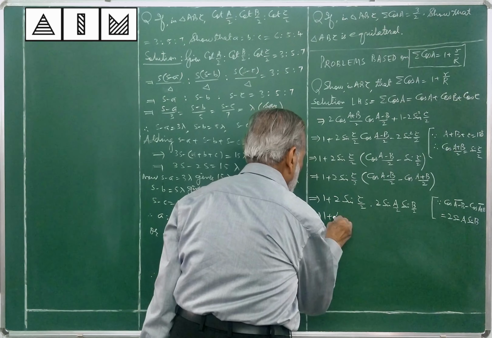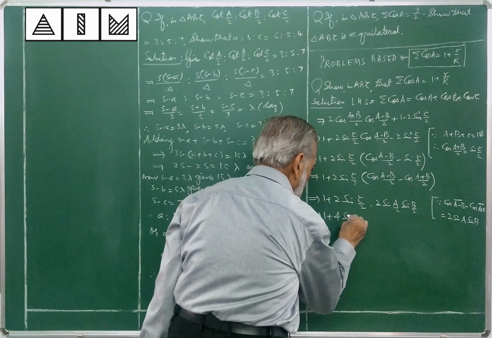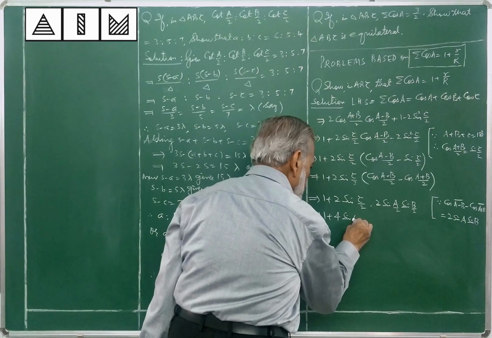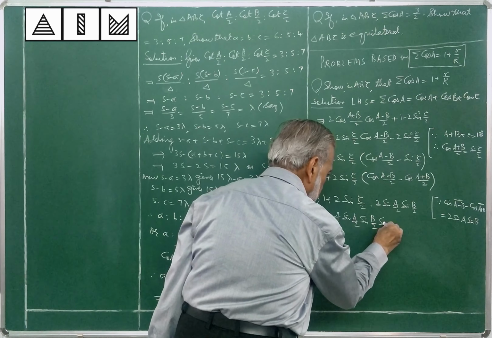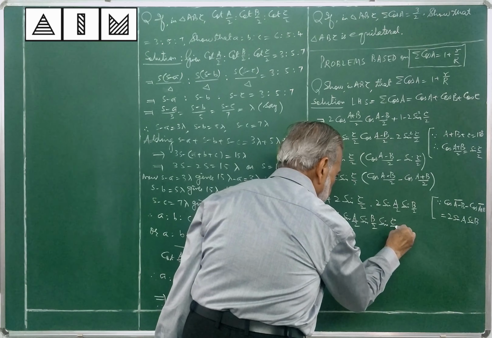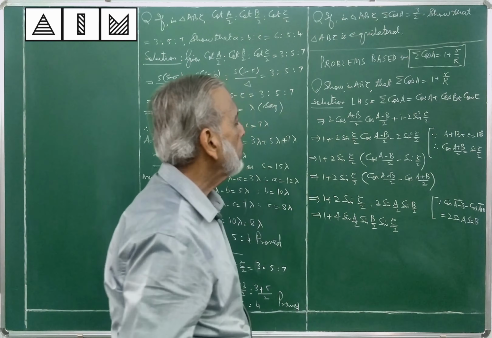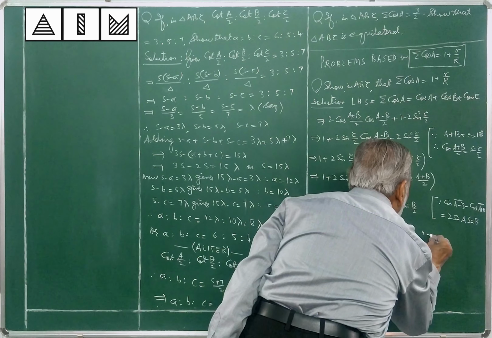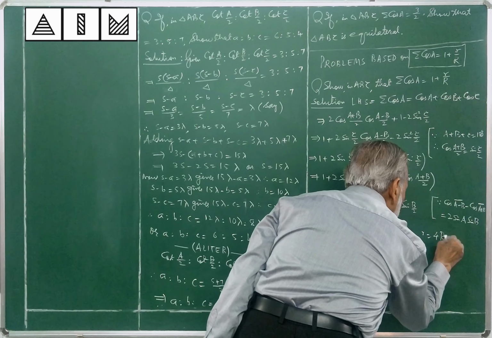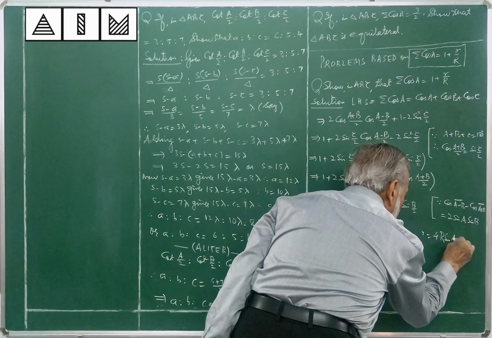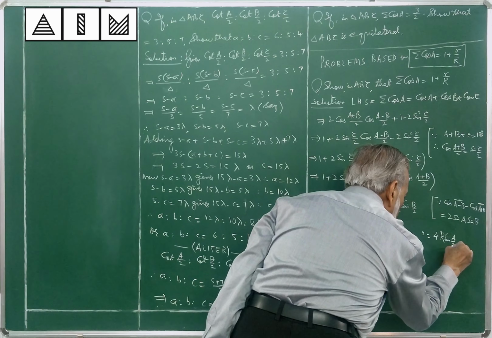1 plus 4 sin A by 2 sin B by 2 sin C by 2. There is a formula you must be knowing: r is equal to 4R sin A by 2 sin B by 2 sin C by 2.